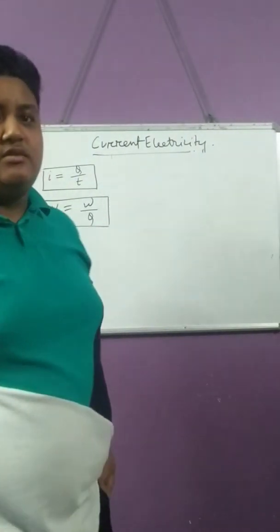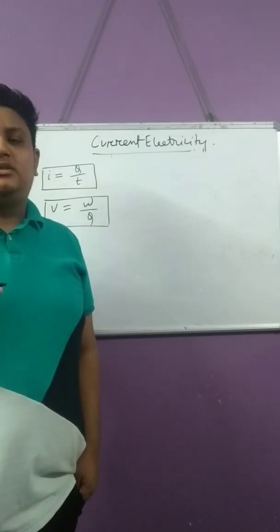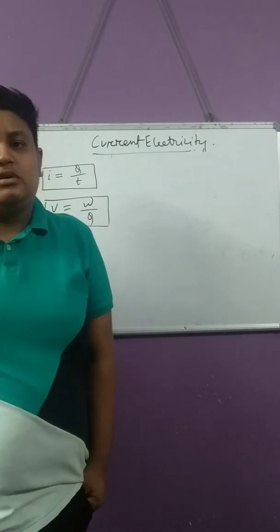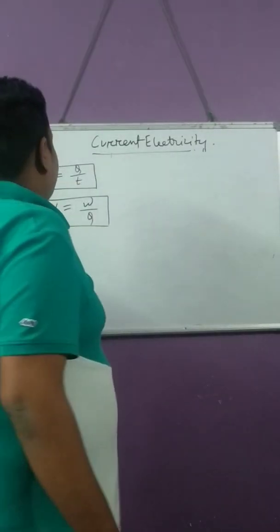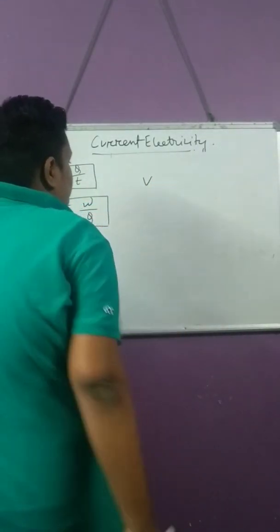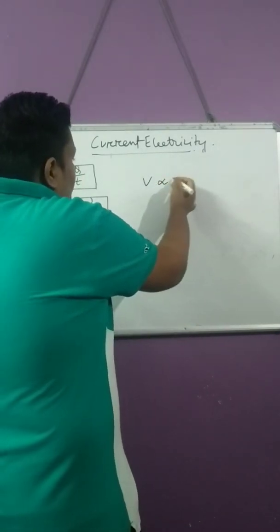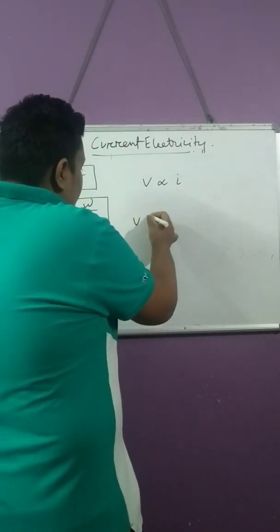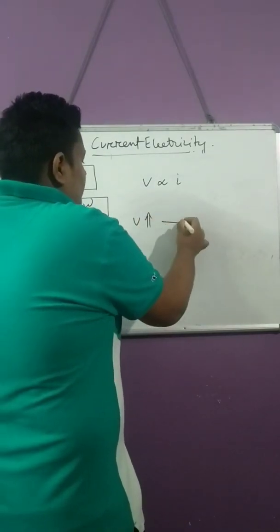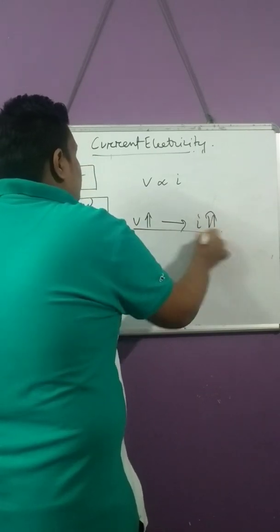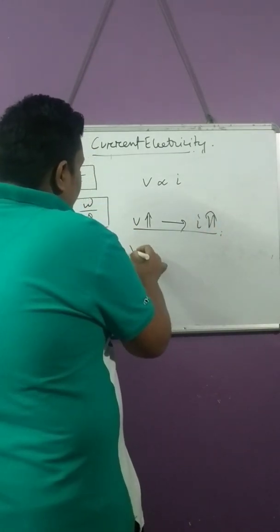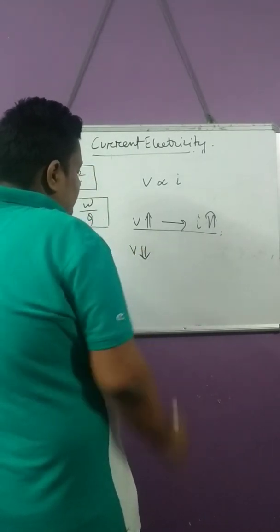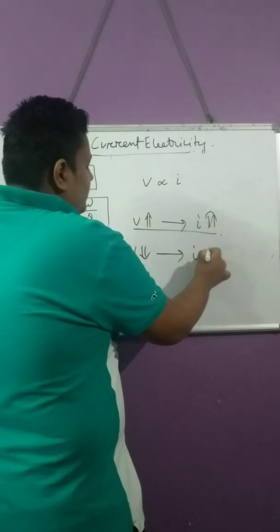Now let me discuss what is the relation between potential difference and current. See friends, potential difference is directly proportional to current. This means that the more you apply the potential difference, the more current will flow in the circuit. Or inversely, you can say if the potential difference across two terminals of the battery is less, then current in the circuit will be less.